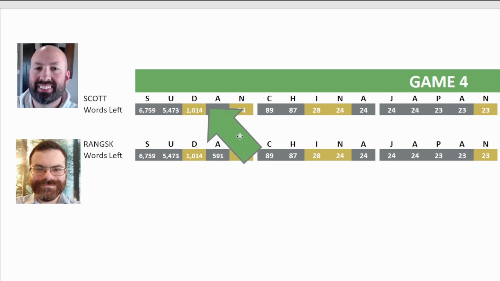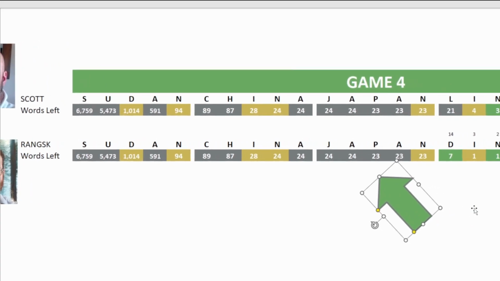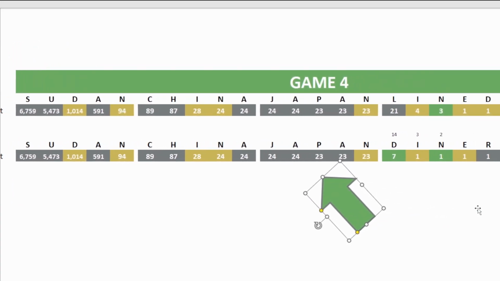All right, so after Sudan, Scott is left with 94, so is Rangs. And because they used the same words, they all have the exact same score. But here is where things get really interesting. All right, let's look at the next word that they selected.